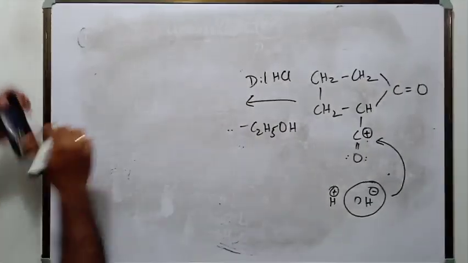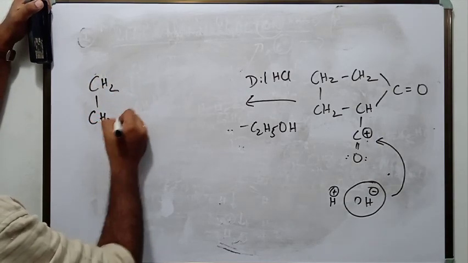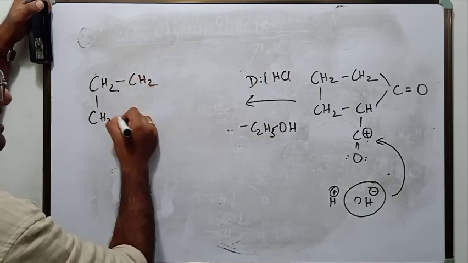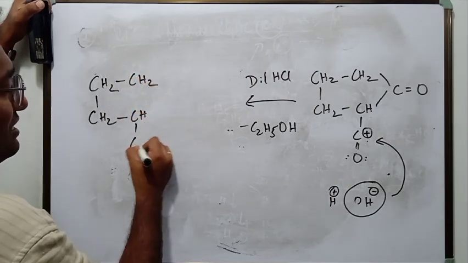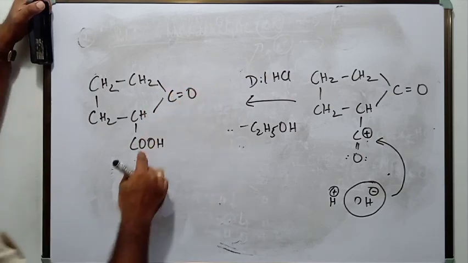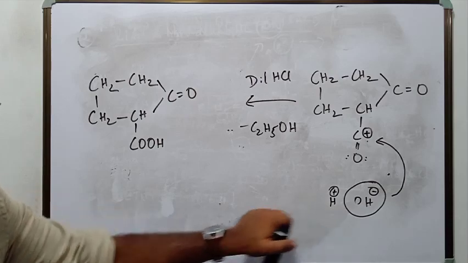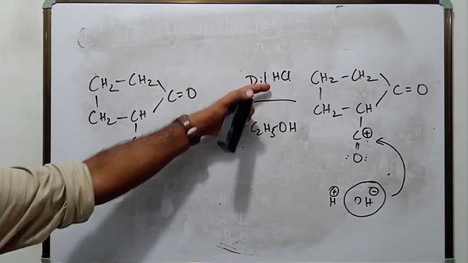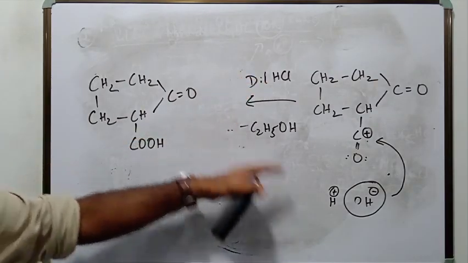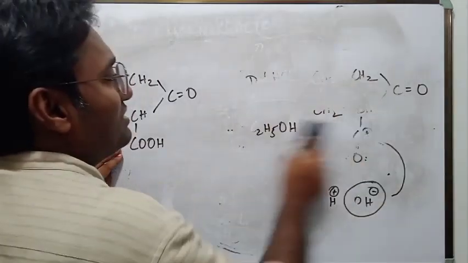For the second step, what do we get? Yes, let us write it. So we get, yes, that is what happens here. OH comes and attaches to this. OH has come from water, and water has come from dilute HCl. So that is how OH comes and attaches to this structure. So we got this compound.